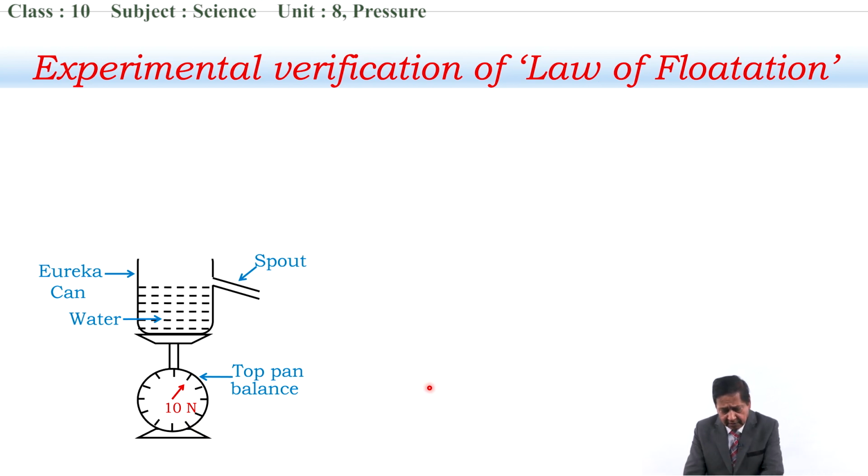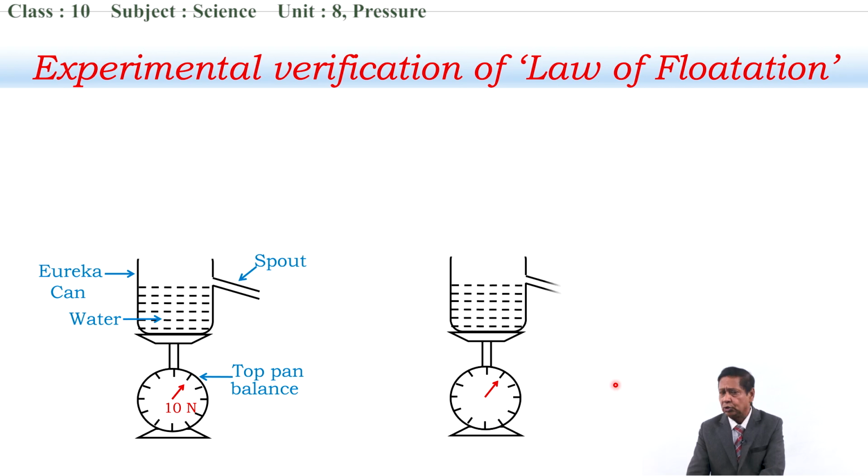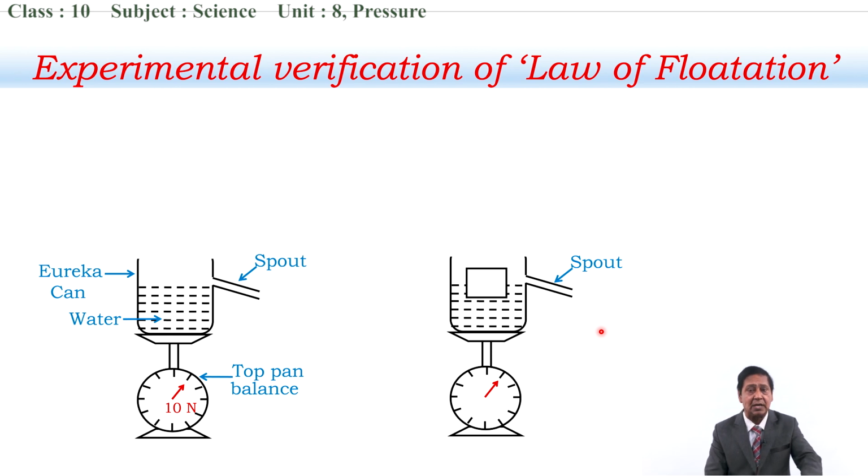Now, we are continuing the same experiment, with the same top pan balance and the same Eureka can, filled up to the spout. But at this time, I want to take one piece of wood and put it into the water. What happens? Look at the wooden piece. It floats, we know that, because its density is less than the density of water, that's why it floats.